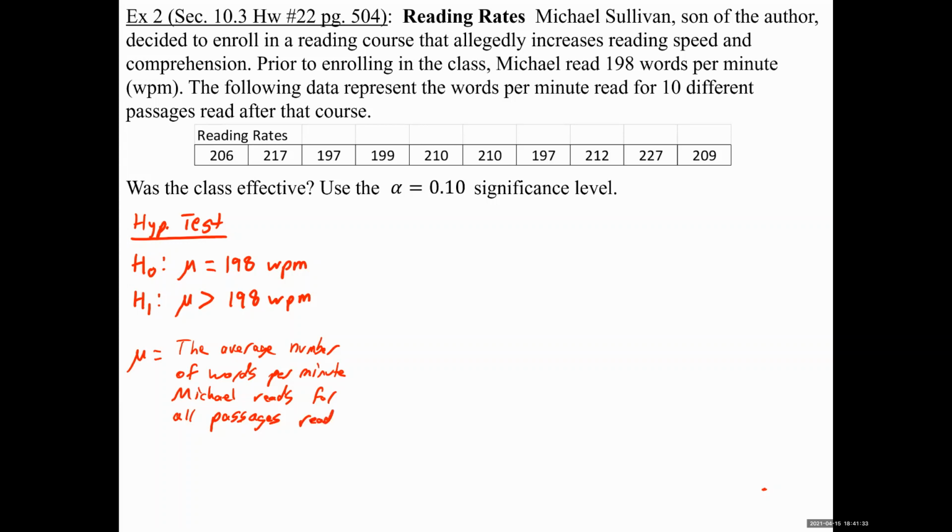read after the course. Now, again, you don't have to write something this extensive. You could just say Michael's reading rate after the course. That's fine. But at least this way, it's more words, but it's got the word all in there. It's got the word average in there. All right. Any questions on that first part, the hypothesis part?